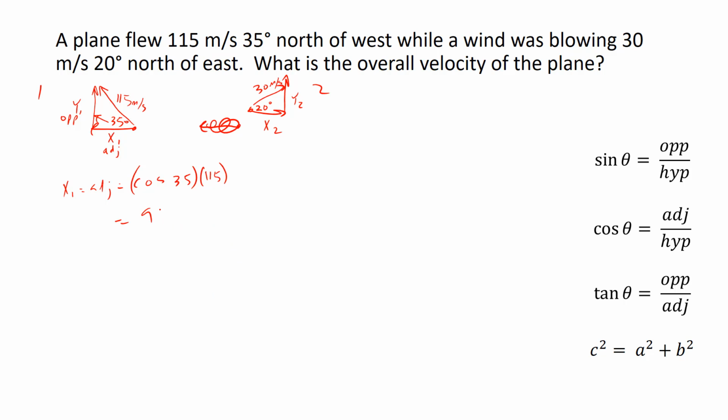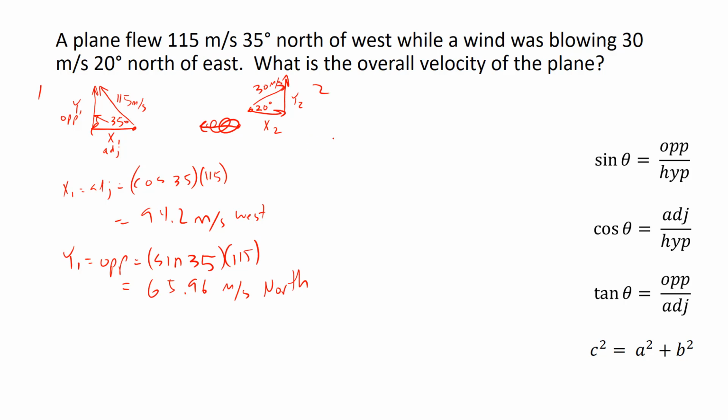Cosine of 35 times 115 ends up being 94.2 meters per second, and that would be west. And then our y1 is going to be our opposite, and that equals sine of 35 degrees times the 115. So sine 35 times 115, that one's going to be 65.96 meters per second, and that one was north.